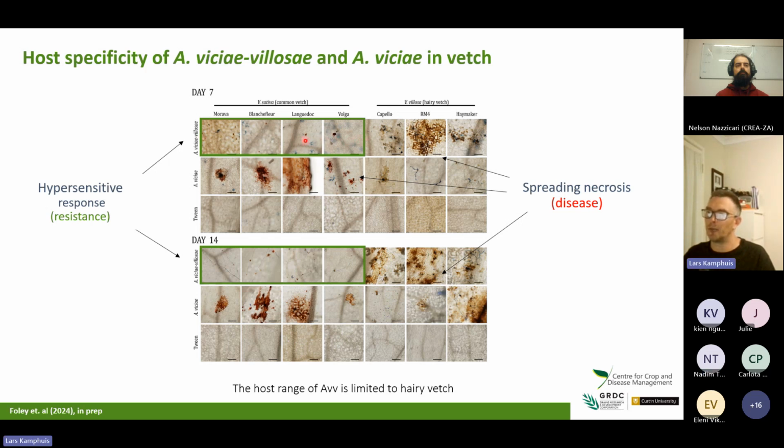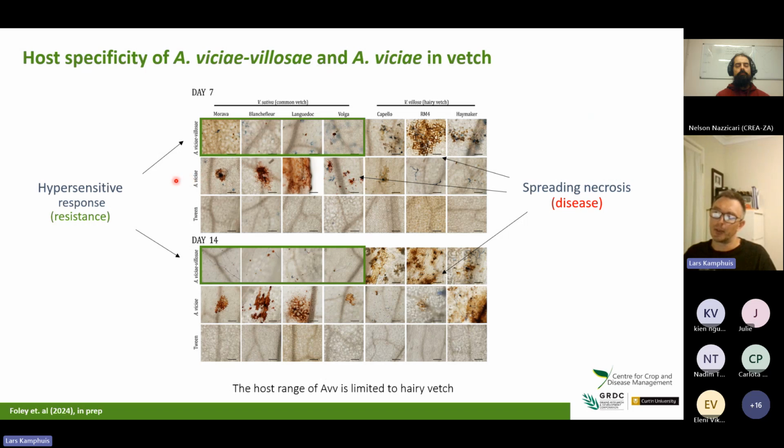In fact, when the pathogen is trying to penetrate the host cells, it causes a hypersensitive response and it restricts the pathogen from entering the host plants. Whereas on hairy vetch, Ascochyta vicious can cause disease, as illustrated here by the spreading necrosis that you see here. This is after 7 days, and that still holds true after 14 days.